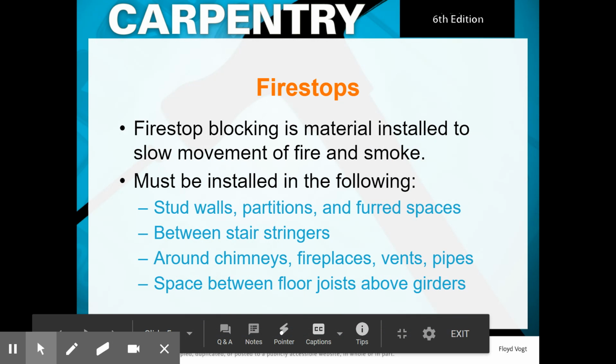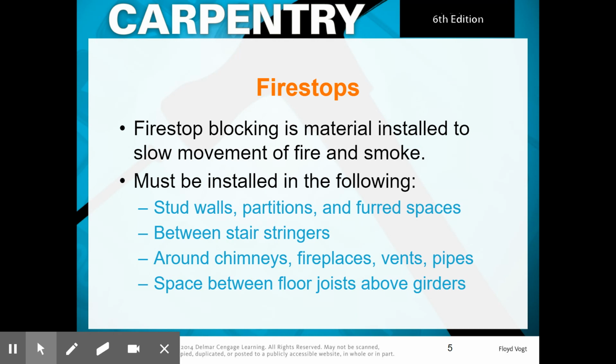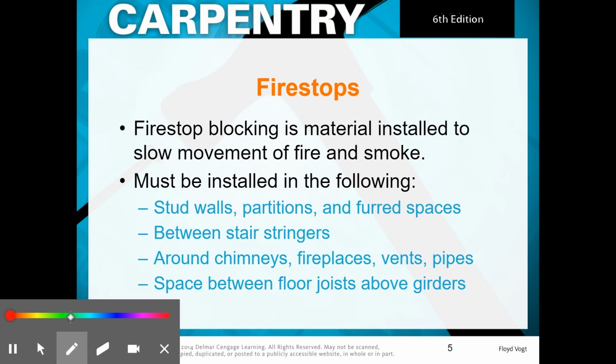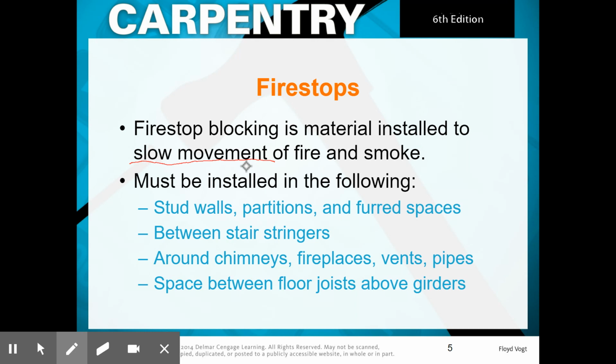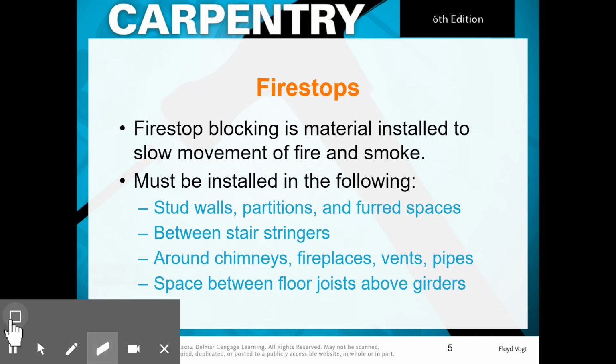Fire stops are material installed to slow movement of fire and smoke. It doesn't stop fire and smoke, but it slows it down. Fire stops must be installed in the following: stud walls, partitions, and any spaces that are furred, between stair stringers, also around chimneys, fireplaces, vents, and pipes, and any space between floor joists above girders. Generally, fire stops prevent fire and smoke going from room to room or floor to floor.